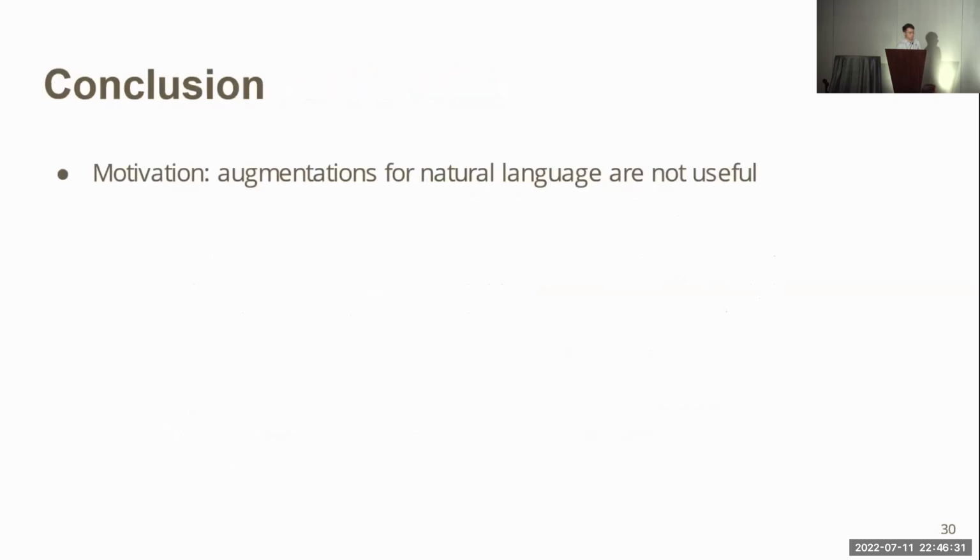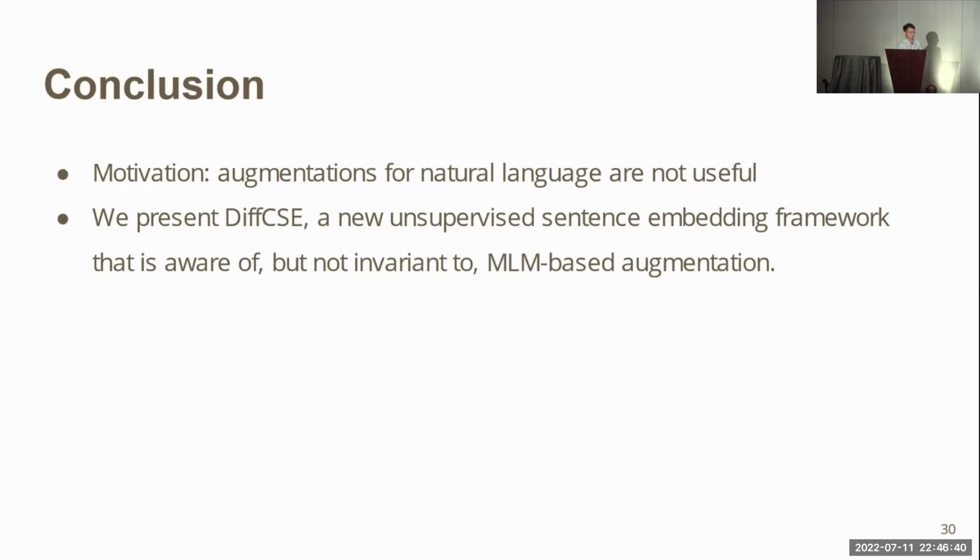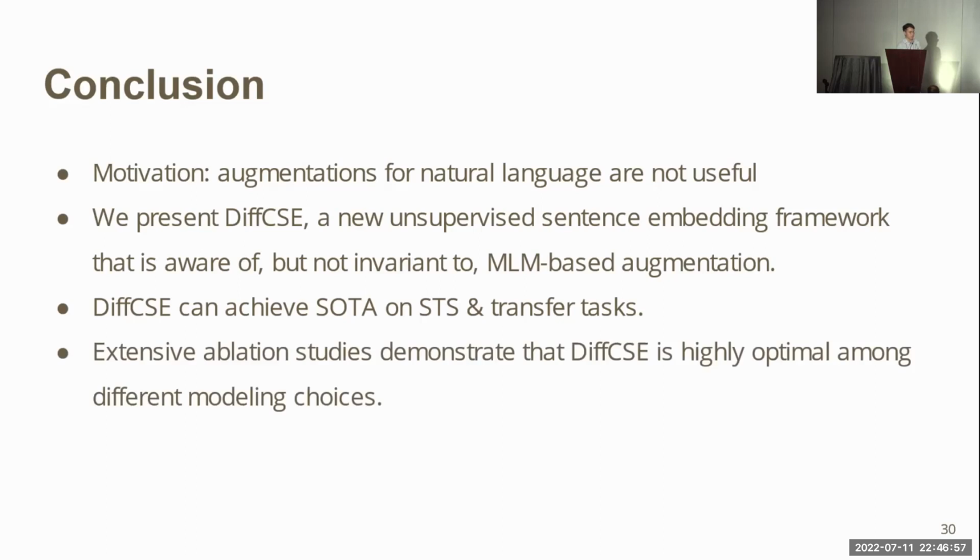In conclusion, motivated by the fact that augmentations for natural language are not very useful for contrastive learning, we present DiffCSE, a new unsupervised sentence embedding framework that is aware of, but not necessarily invariant to MLM augmentations. DiffCSE can achieve state-of-the-art performance on the STS task and the downstream transfer task. And we also have a set of ablation studies to demonstrate that DiffCSE is highly optimal among different modeling choices.